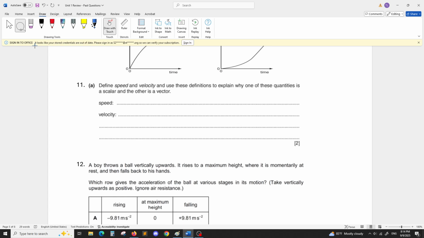Define speed and velocity and use these definitions to explain why one of these quantities is a scalar and the other is a vector. So speed, you should know this, is distance over time. And then velocity is displacement over time.